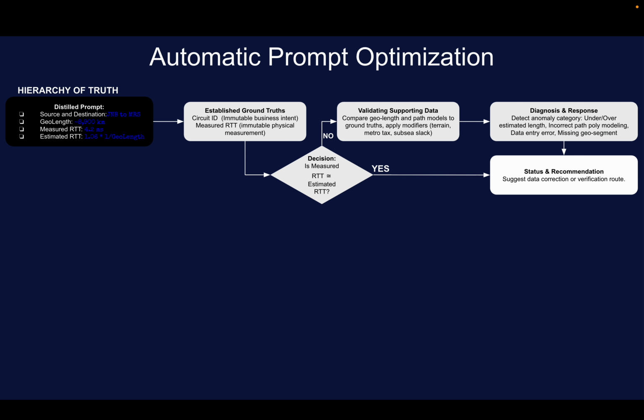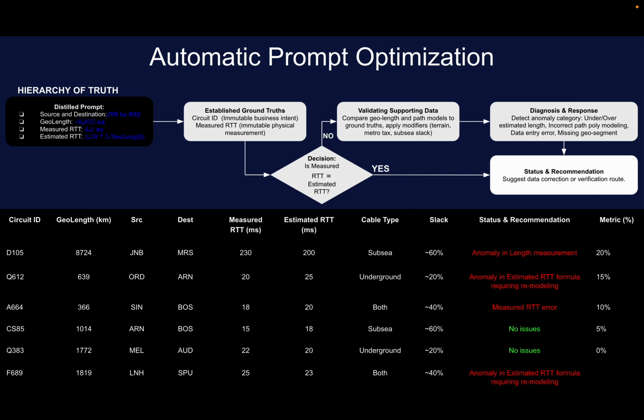It does a diagnosis and generates a recommendation. The diagnosis could range from an under or overestimated length or segment of the cable, incorrect path polymodeling, a data entry error, or a missing geosegment. The output is valuable for both engineers and leadership because it generates metrics on which percentages of anomalies are there across the entire set. This shows commonalities on what could be causing the errors.